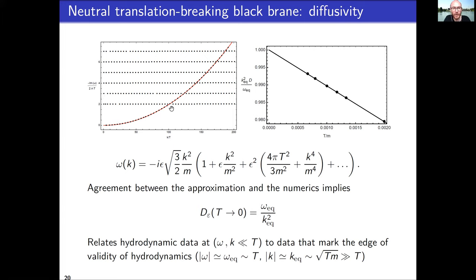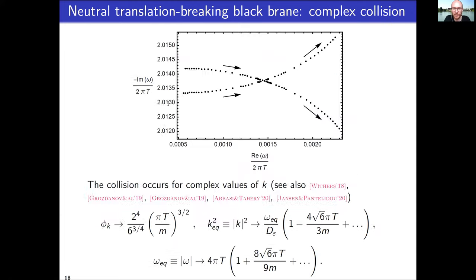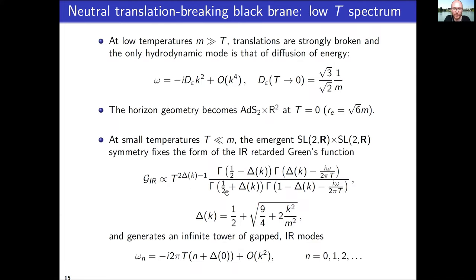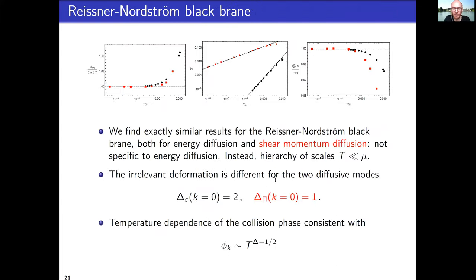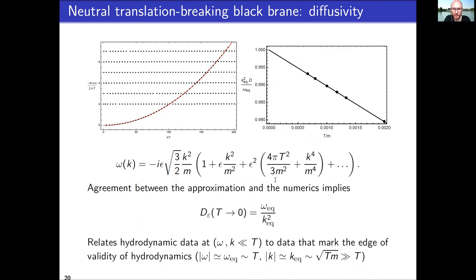Because remember, these poles, so this frequency where hydrodynamics is breaking down, this is simply the frequency of a gapped IR mode. And this we can determine without knowing the UV theory. It just comes from this retarded Green's function, where we only needed to use the AdS2 cross R2 metric in order to get it. So this is a pretty nice feature of AdS2 horizons. And so this plot is a proof that this relation works, right? It goes to unity as we lower temperature. It works better and better.